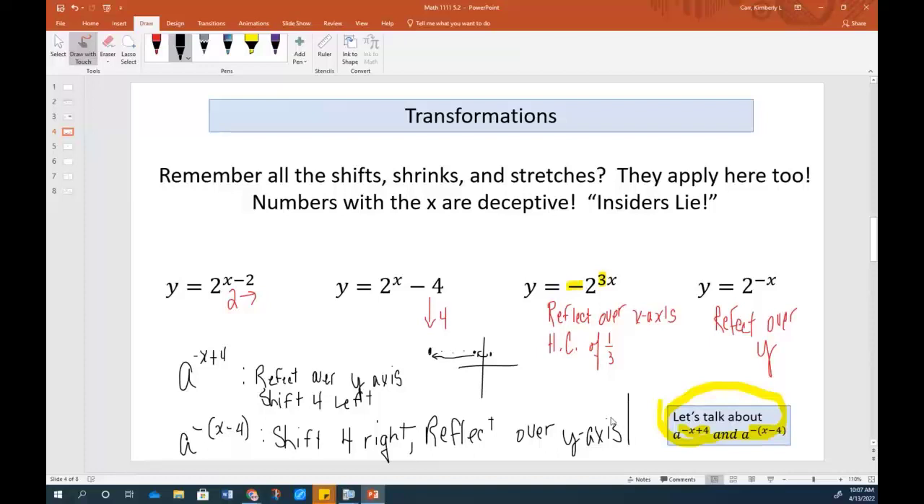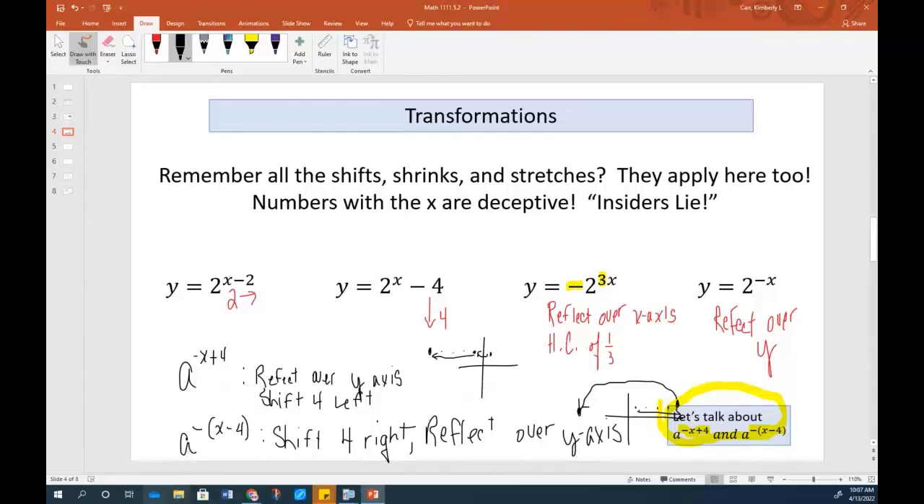On the other hand, if you take this point 1, 1 and you move it to the right 4 units and then reflect it, it ends up over there. So you can see the concept that they end up at the same place.